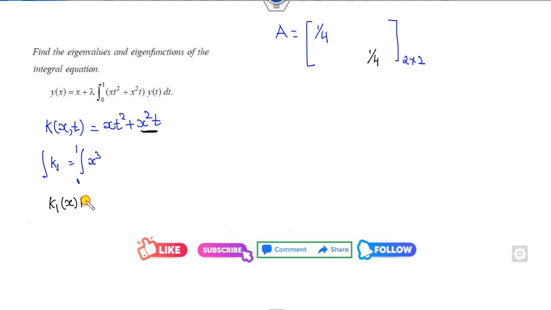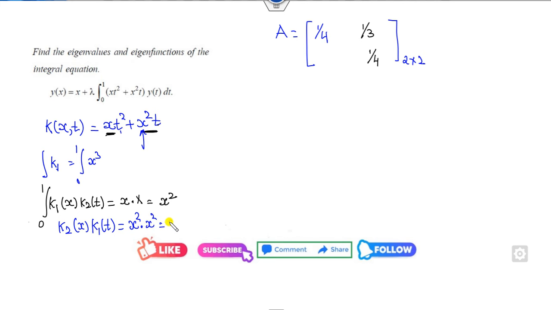K2 of t, k1 of x, k2 of x. That's x square. What is the integration from 0 to 1? 1 over 3. What is the k2 of x and k1 of t? K2 of x, x square. K1, x square. That is x4. What is the integration from 0 to 1? 1 over 5. So can you write the equation?